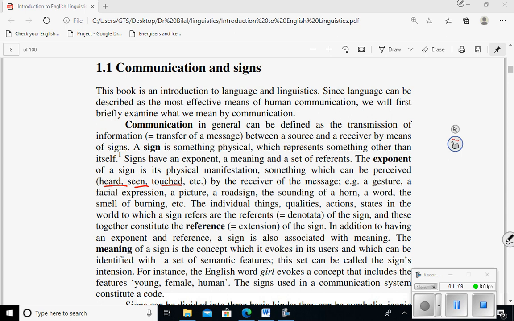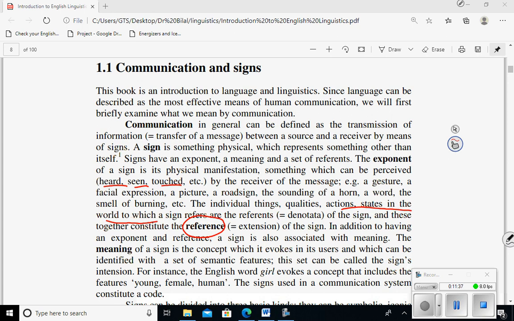Now, in addition to that, the sign should have a reference as well. A reference, that usually is in the qualities, the actions, the states in the world to which a sign refers, or the reference.